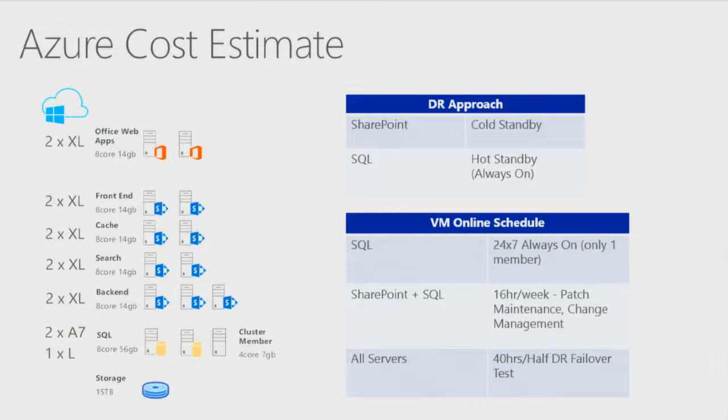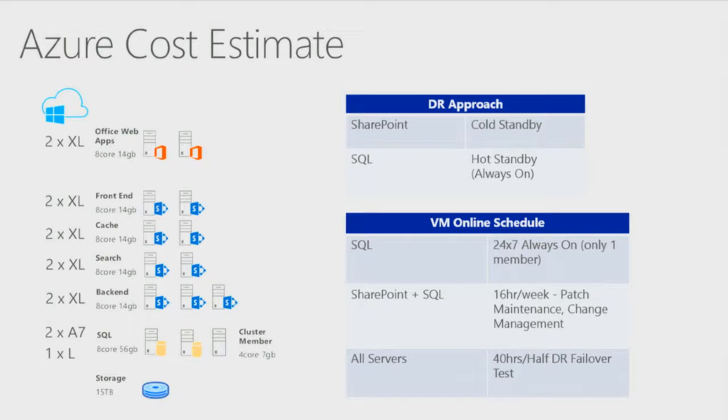Now, when we're calculating costs, a couple things to consider. First, what DR approach are we going to use? In this case, we're going to go with a cold standby. So this means that I'm going to shut down non-critical systems as often as I can to lower overall costs. With that, on the SQL side, we're going to use a technology called Always On. I'm sure you've heard a lot about this over the past day or so. We're going to use Always On for our replication architecture.